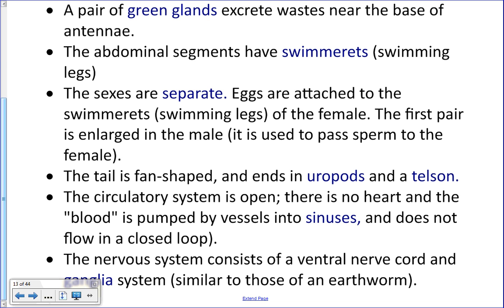There's not really a heart. I mean, there is a heart, but the heart has holes in it, and it just kind of moves the fluid around into the different sinuses or spaces, and it does not flow in a closed loop.